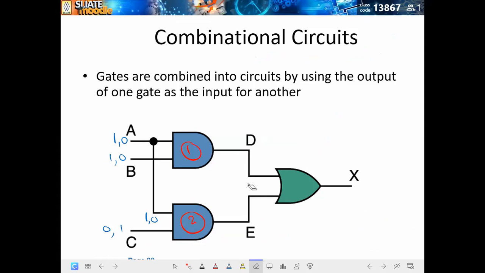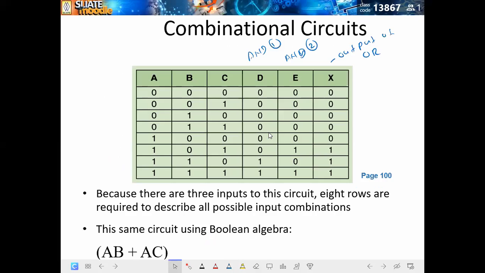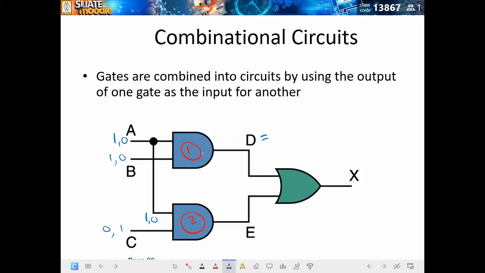First, you have to write the Boolean algebra for the output of D. The output of D is the output of an AND gate. What are the inputs? A and B. So D equals A and B. How do you represent the output of an AND gate? A dot B. We call it A and B, right?